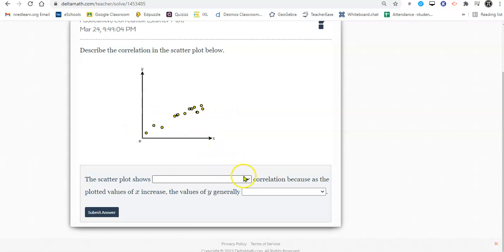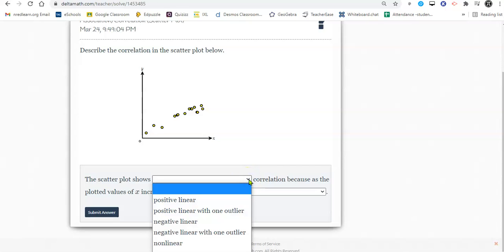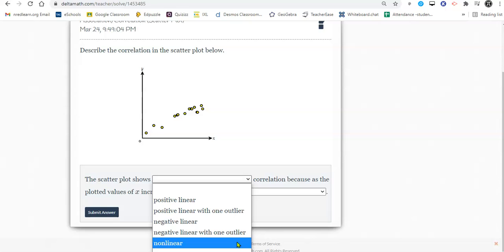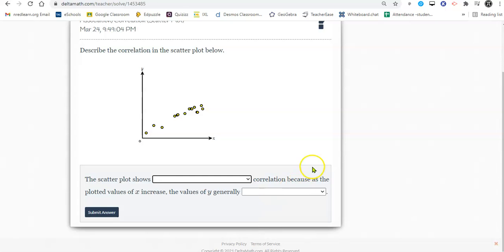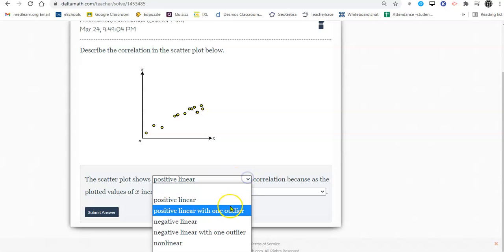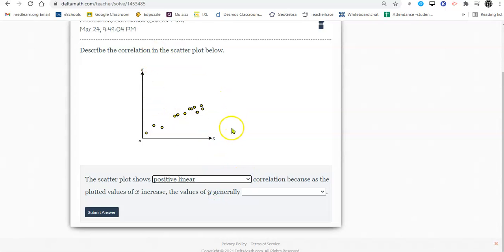So this particular scatter plot shows, and here's a drop-down menu of multiple choice answers. Positive linear with one outlier, negative linear with one outlier, non-linear, or no correlation whatsoever. For no correlation, that would mean that there's just no pattern whatsoever. But these points are generally moving in an upward trend. So I'm going to say it's positive linear. And I'm not going to choose the one with the outlier because there's really no points that are really far away or lying outside. Outlier, lying outside of the other points.